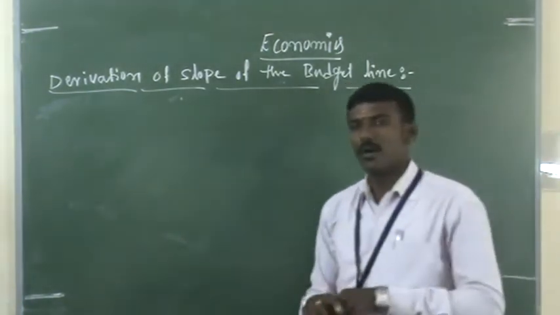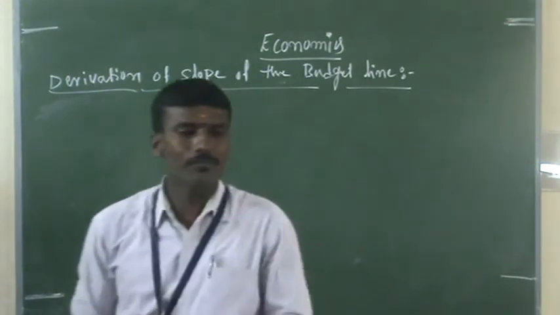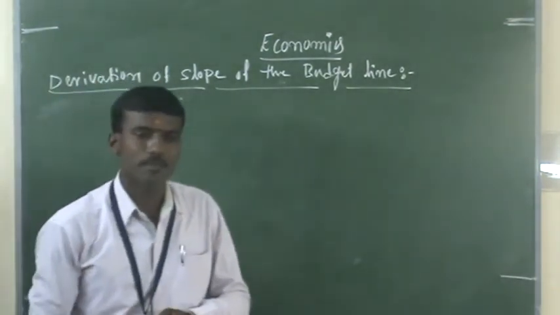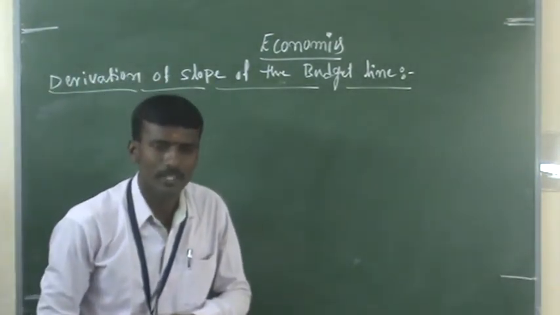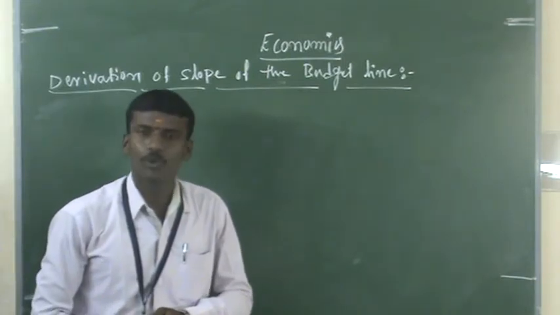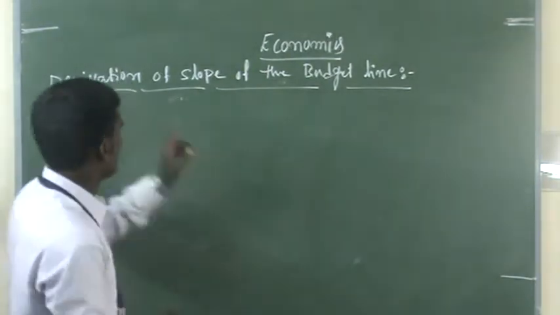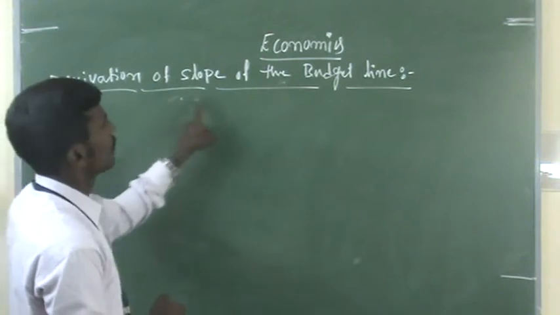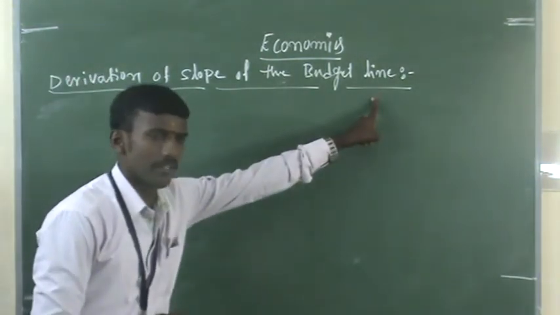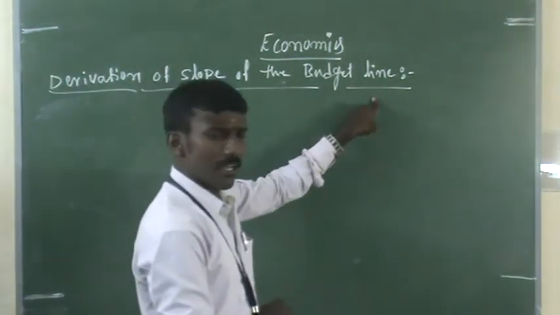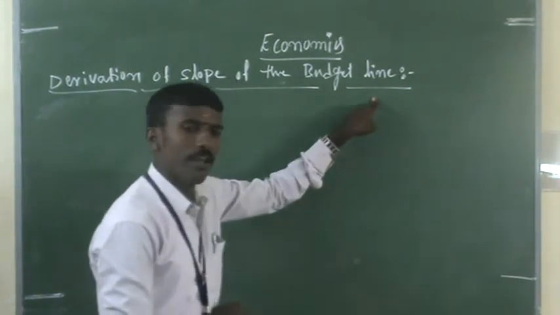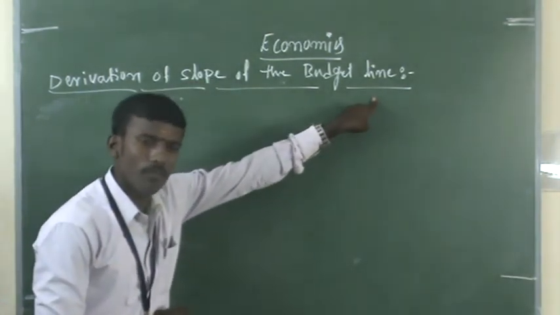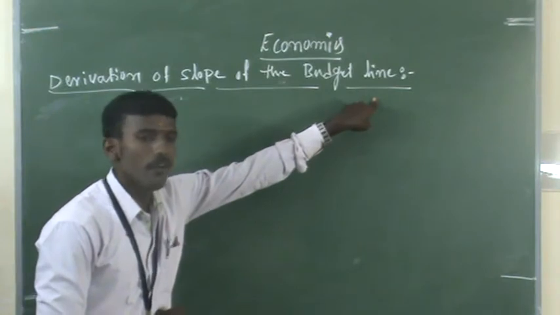Once again I repeat, after the completion of the concepts of the budget set and budget line, another sub concept or sub topic is the derivation of the slope of the budget line. This is the interrelated concept of the budget line or price line.